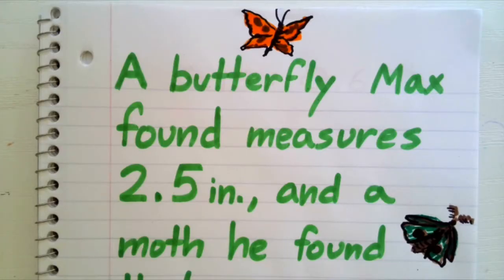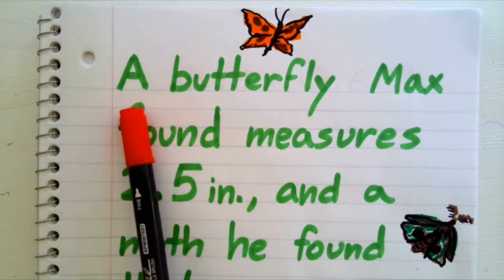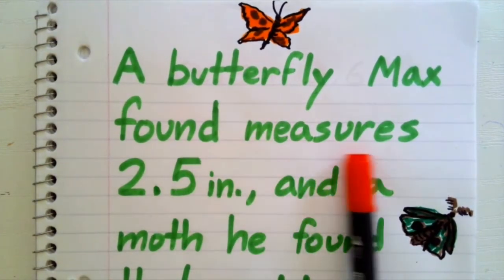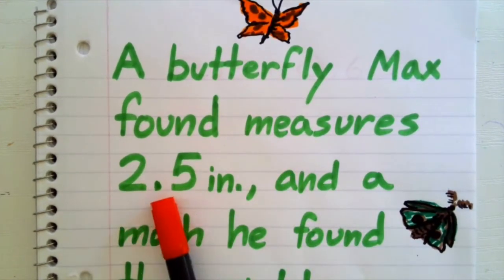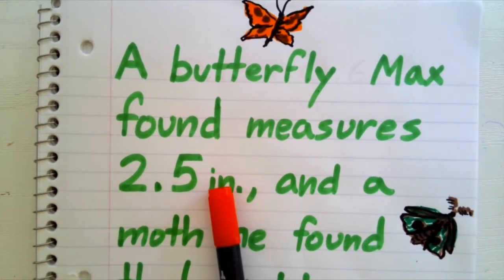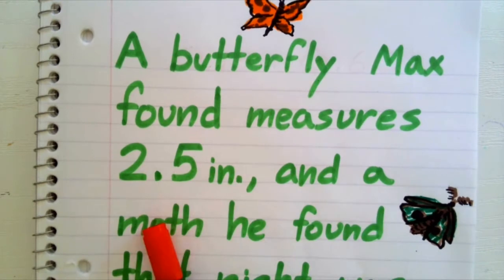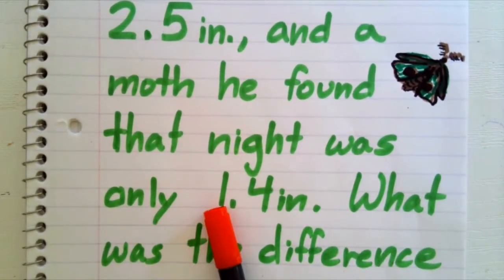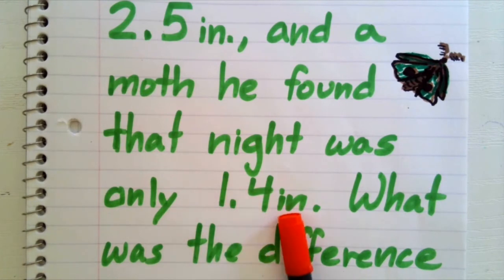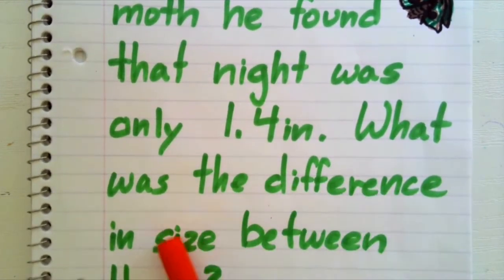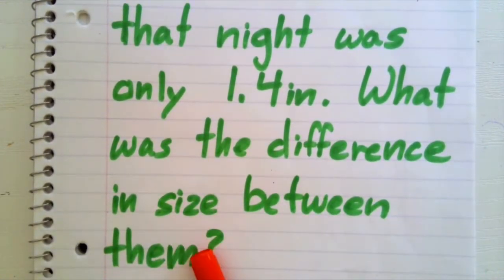Let's find out what is happening with this word problem. Ready? Begin. A butterfly Max found measures 2.5 inches. IN means inches. And a moth he found that night was only 1.4 inches. What was the difference in size between them?